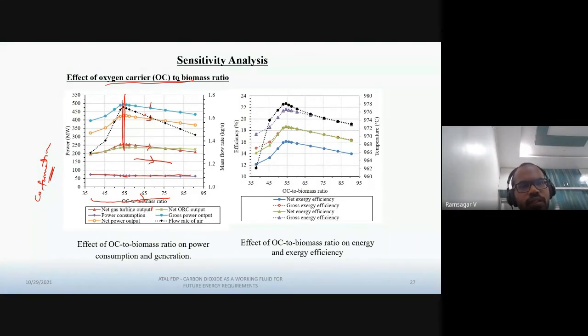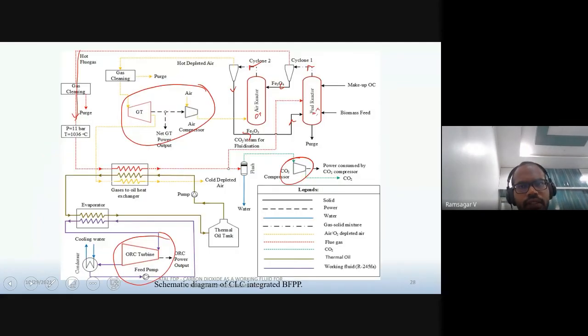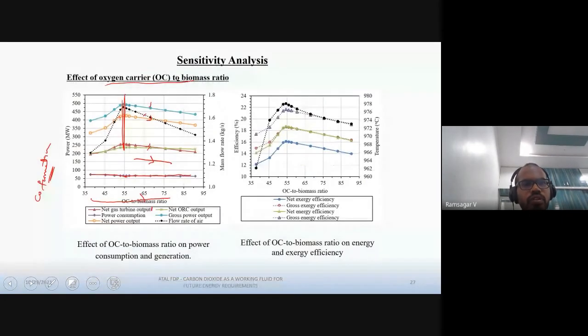There is no other heat source. So if you are adding any extra mass in this loop, that unnecessarily decreases the operating temperature and carries heat in the form of inert medium. So these are the reasons for decreasing power outputs after a certain time.